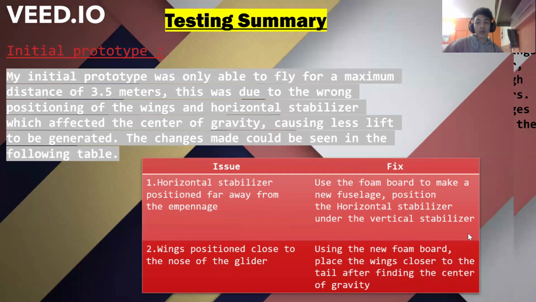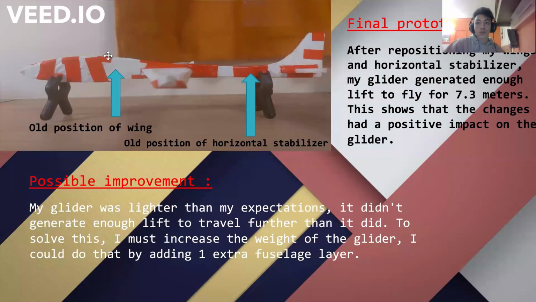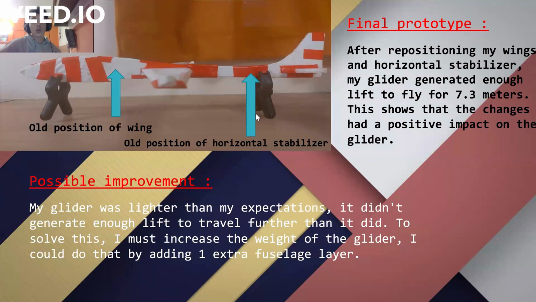Moving on to my final prototype. After repositioning my wings and horizontal stabilizer, my glider generated enough lift to fly for 7.3 meters. This shows that the changes had a positive impact on my glider. And here's a picture of my final prototype illustrating the old position of the wing and the horizontal stabilizer.